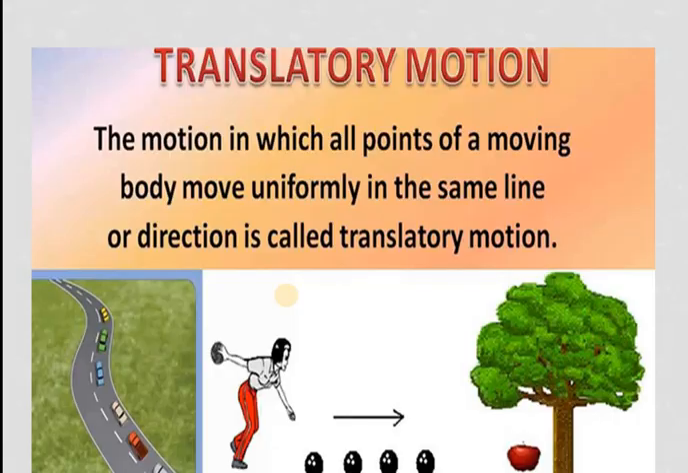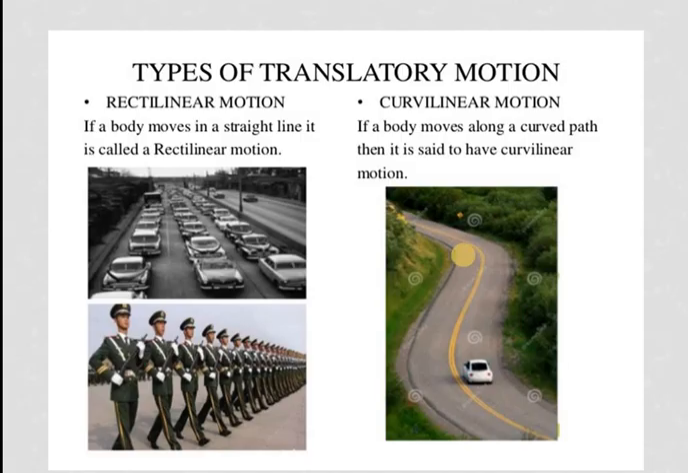So, how do you define translatory motion? Translatory motion or translational motion, both are same. The motion in which all points of a moving body move uniformly in the same line or direction is called translatory motion. Now, translatory motion is grouped into two: rectilinear motion and curvilinear motion. Rectilinear motion, as the picture shows, the object moves along a straight line, and curvilinear motion, as the name says, it moves along a curved path. Both of them come under translatory motion.